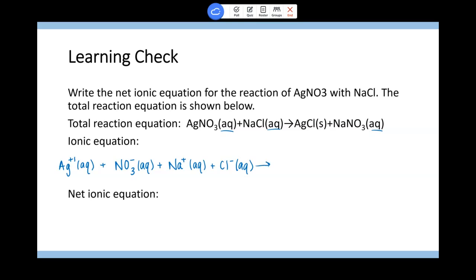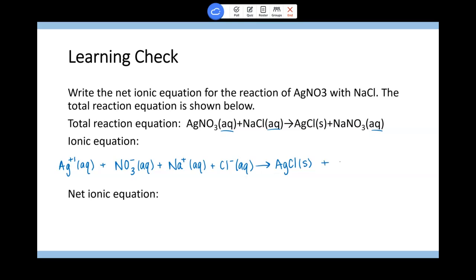And then going to the products, silver chloride is a solid product, so that stays as a solid. If you were to look at the solubility rules, you'll find that silver chloride is not soluble in water, so it remains a solid. If you had a beaker of water and a sample of silver chloride and put it into that beaker of water, it would not dissolve into its ions. It would stay as a solid.